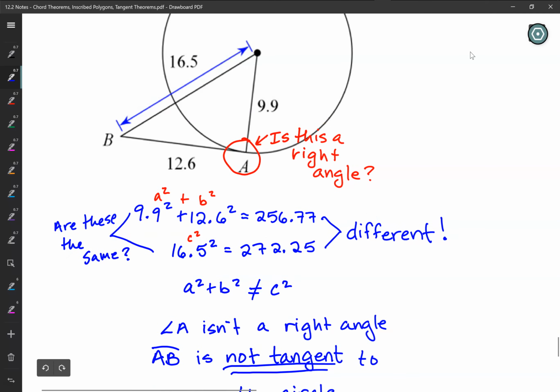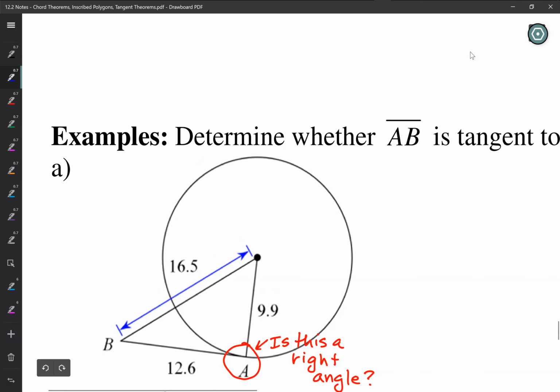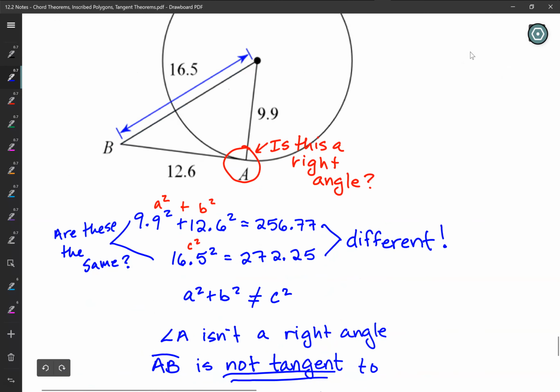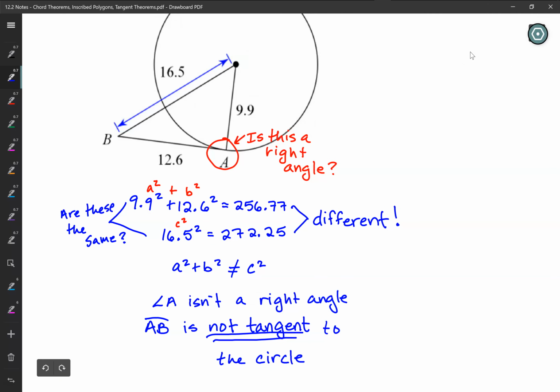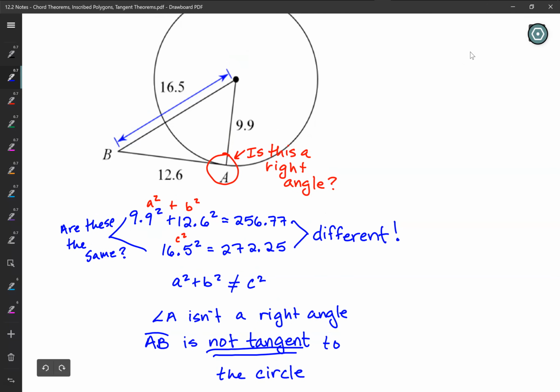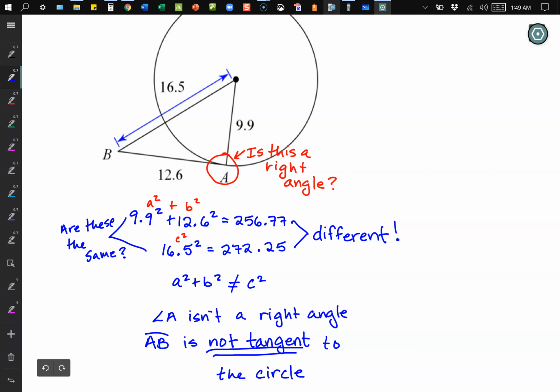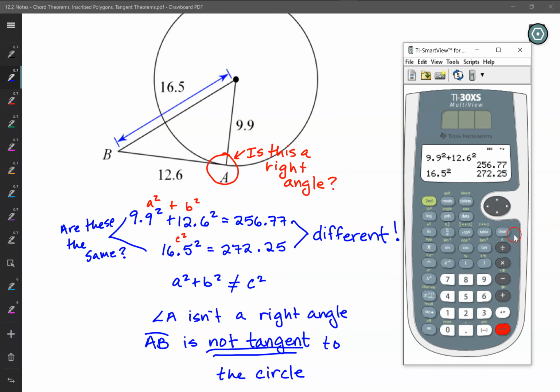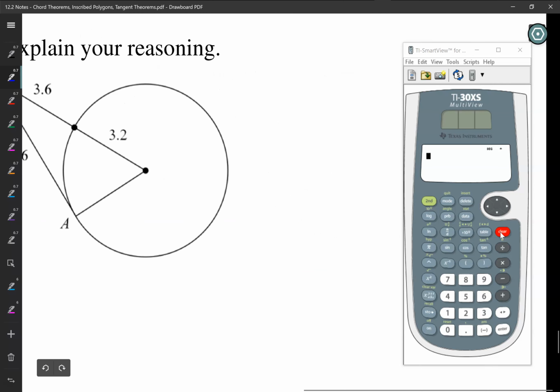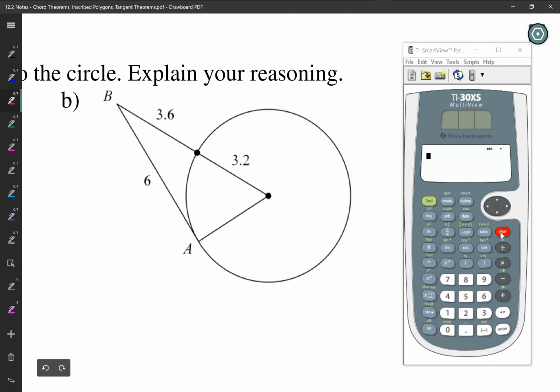So in order to find out if something's tangent, you check a squared plus b squared, you check c squared, and you see if they're the same. If they're the same, it's tangent. If they're different, it's not tangent. So let's look at a different one. I want to know, is this a right angle?